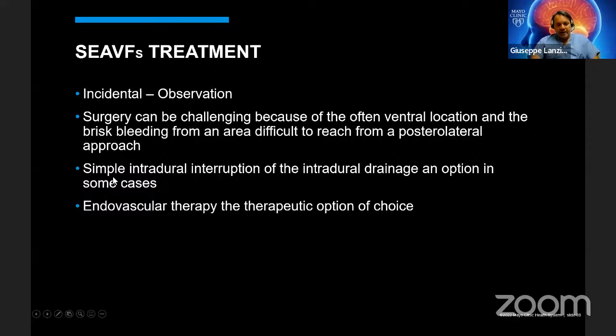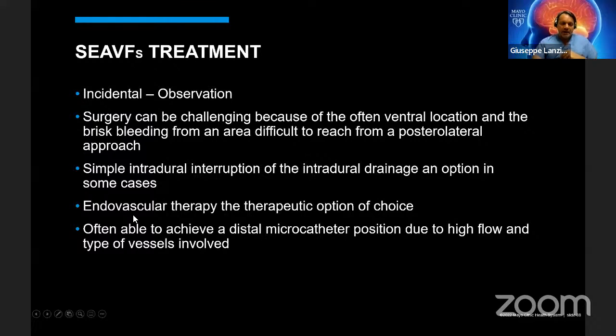As I mentioned before, in very selected cases, surgical interruption of the intradural secondary connection can be a reasonable alternative in symptomatic patients, but there is no question that endovascular therapy is the therapeutic option of choice. And this is in opposition to the most common type 1 dural AV fistula, where, for good reason, it's still debated whether surgery is even today a better choice than endovascular therapy.